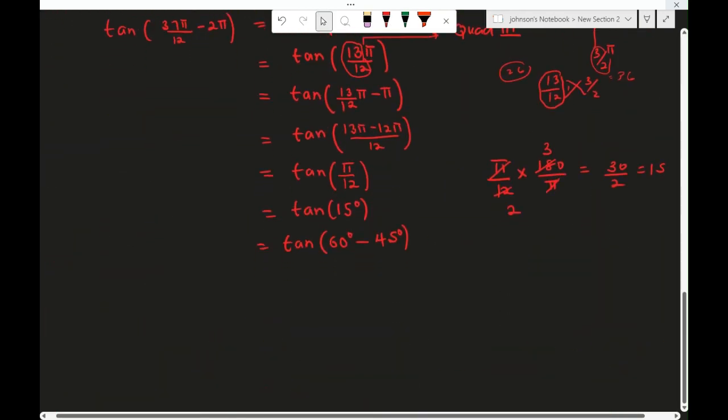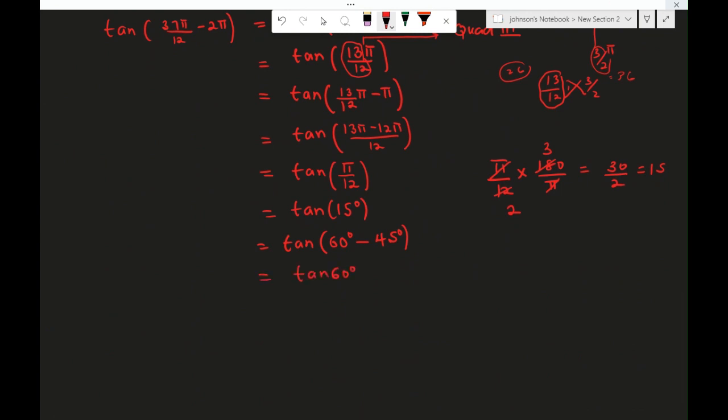So if we go back here, with this we can write as what? Tan 60 degrees, right? Then this will be minus tan of 45 degrees over 1 plus tan 60 degrees and tan 45 degrees. All right, so now we need to substitute the values.